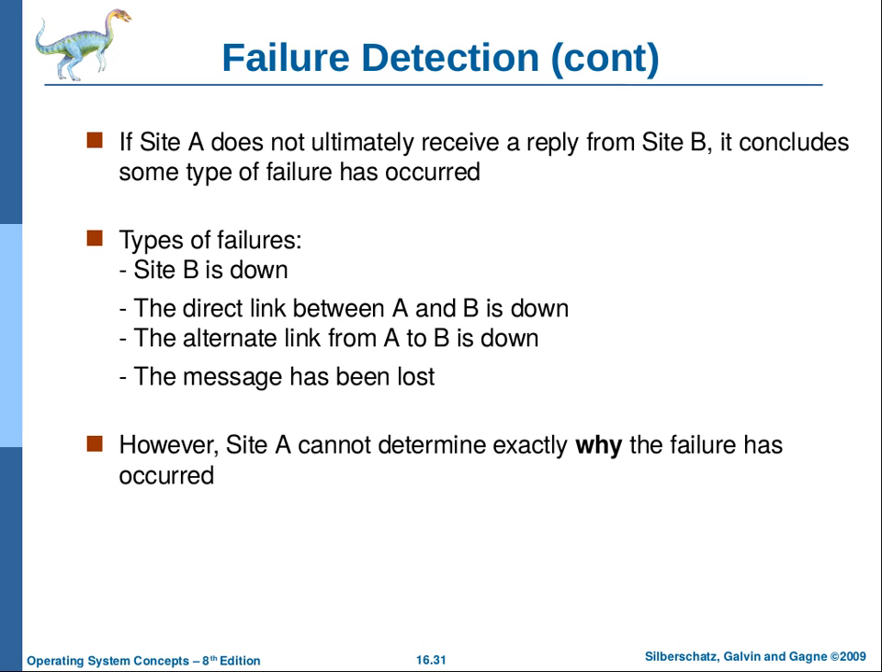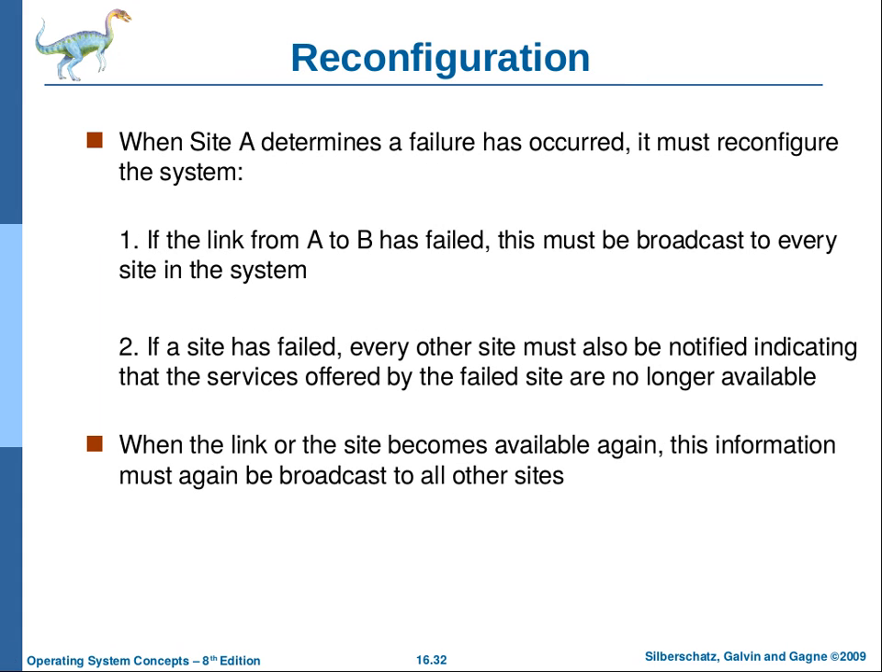All right, this is even more of what I just said. Typical failures: either the site is down, the link between A and B is down, the alternate link between A and B is down, or the message has been lost, which does happen. The issue, of course, is Site A cannot determine why the failure occurred. It just knows that there is some failure. So you need to fix it. If it's failed, you can broadcast to the whole system saying there's an issue, and then maybe you can come back and realign something.